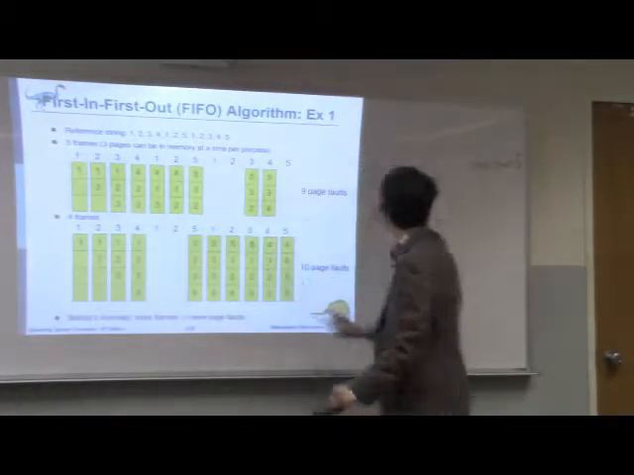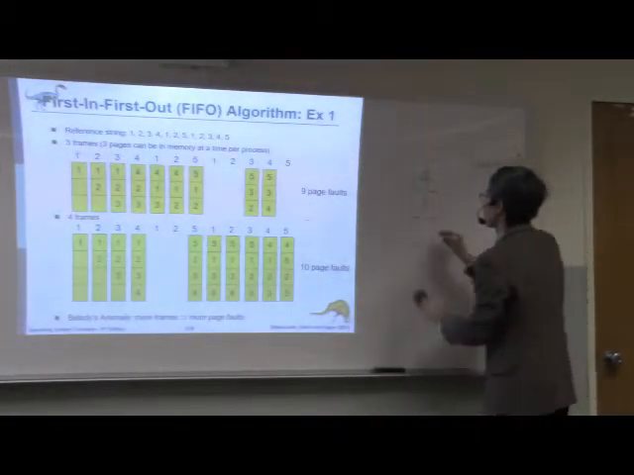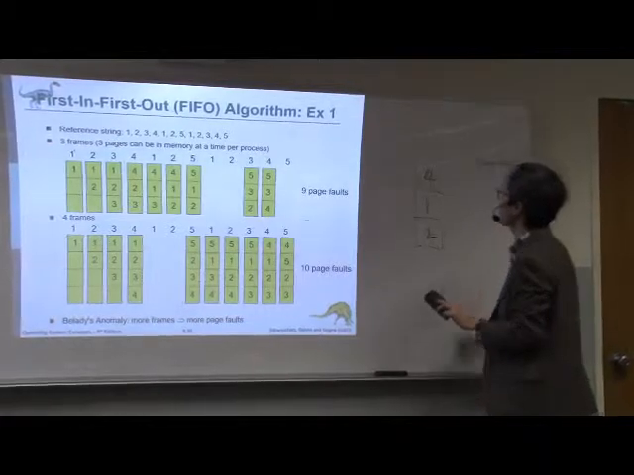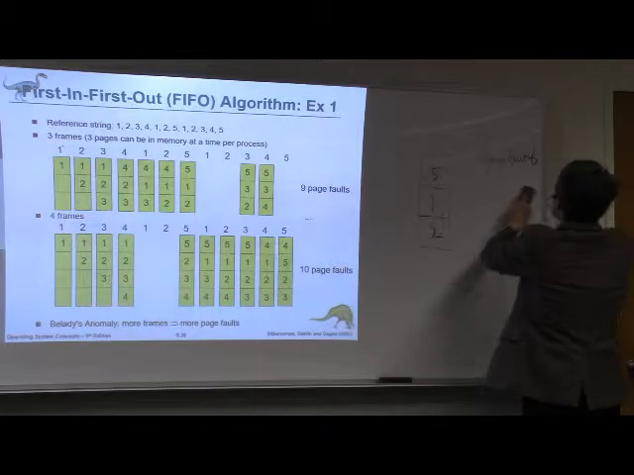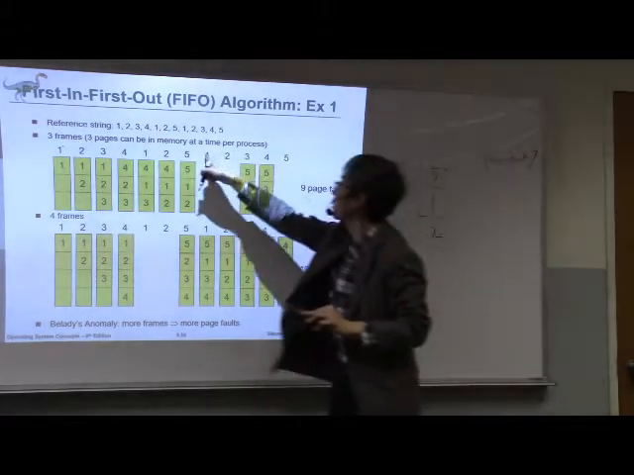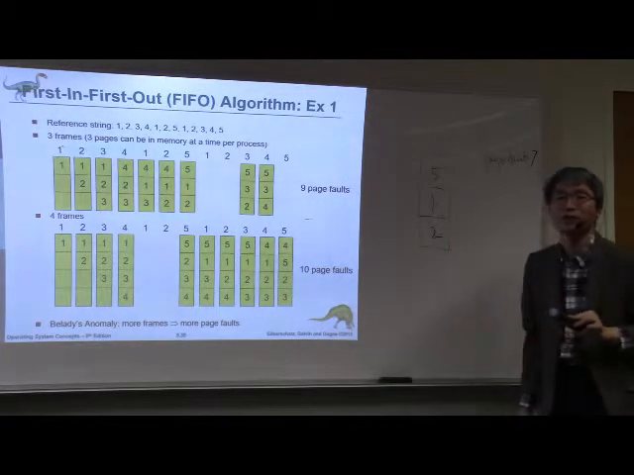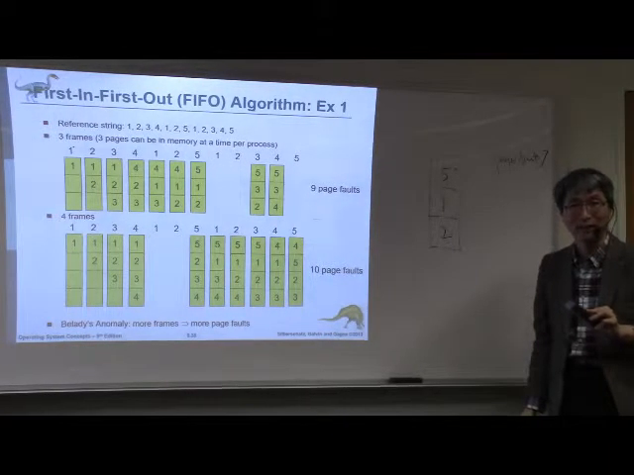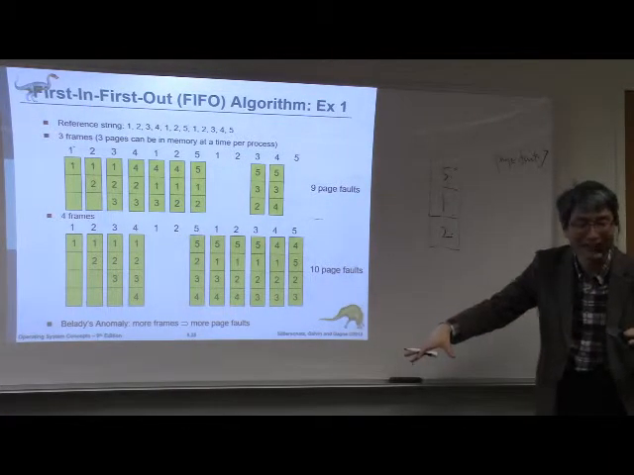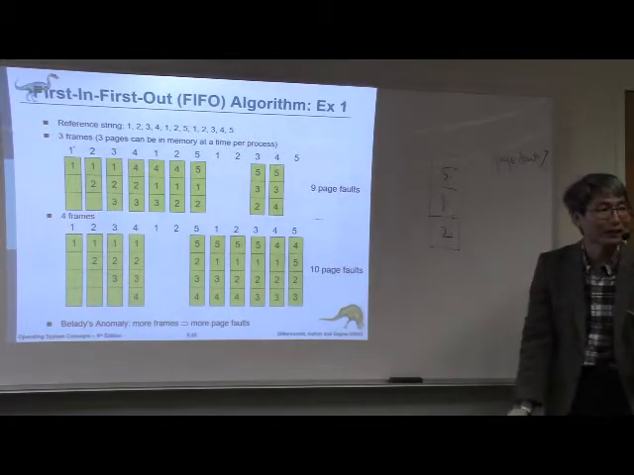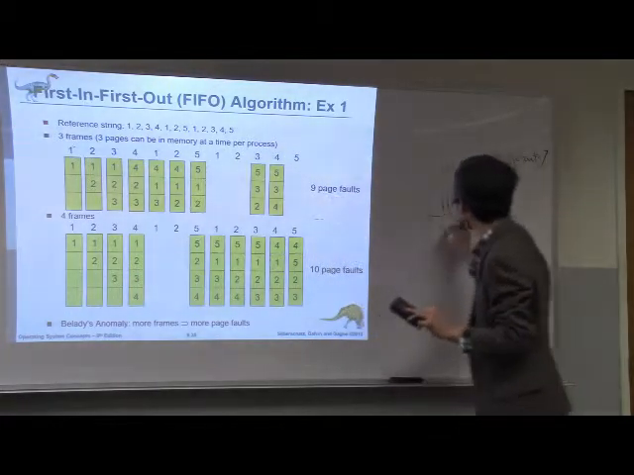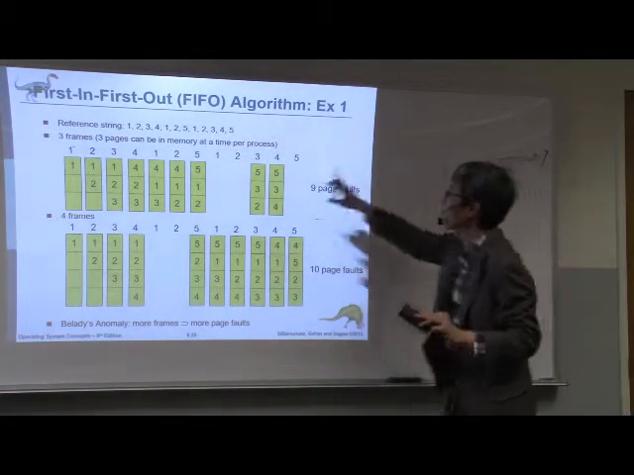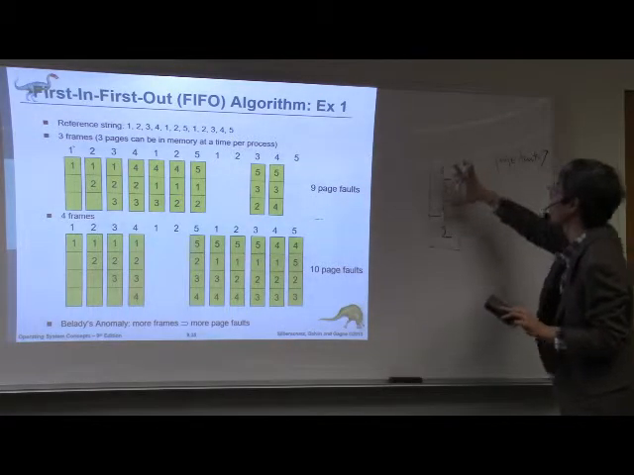And the next one is 2. Unfortunately, we do not have 2, so page faults are 6. The next one is 5. Which one is the oldest among these? 4. So 5 replaces it, and that makes 7. The next string is 1. We have it here, so no page in. You can just read the data from this page frame. No page fault. The next one, 2, is here, no page fault. And the next one is 3. We do not have 3.